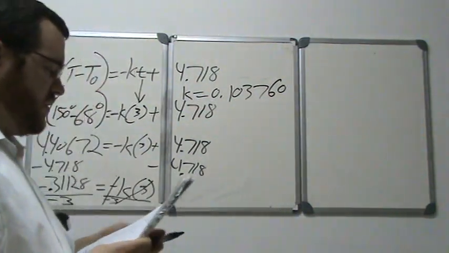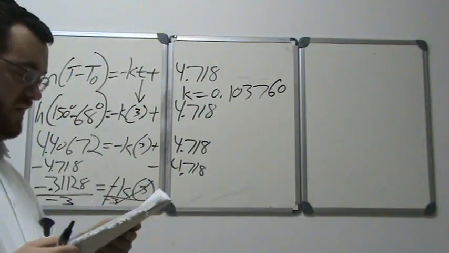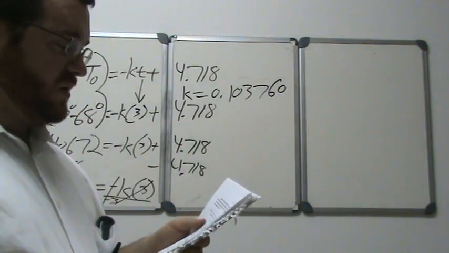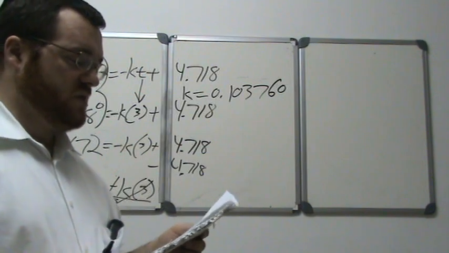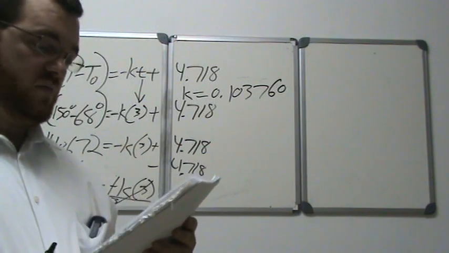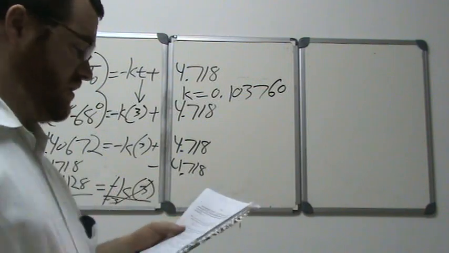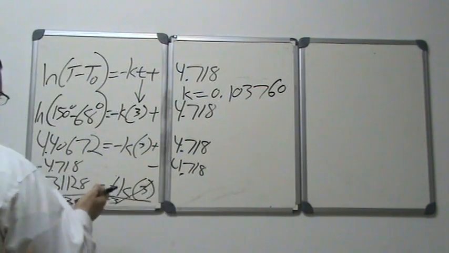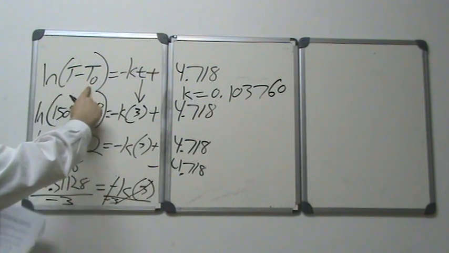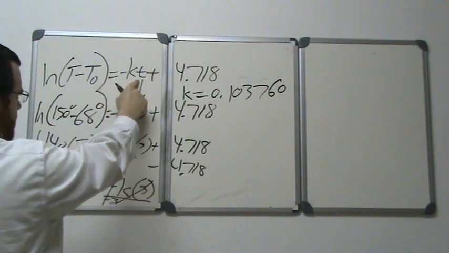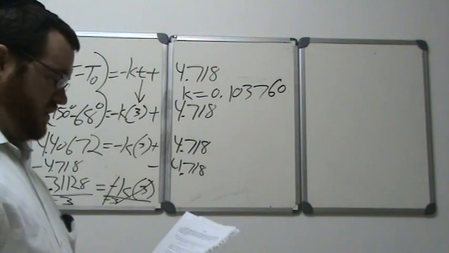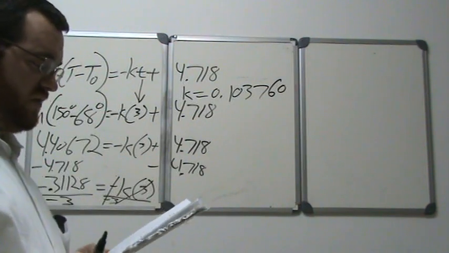Question 39. The temperature T of a given cup of hot chocolate after it has been cooling for t minutes can best be modeled by the function below, where T sub 0, or some people call it T naught, is the temperature of the room and k is a constant. And they give you the formula: the natural log of T minus T naught is equal to negative k times t plus 4.718. It sounds like it's very difficult, but let's see what information they give us.